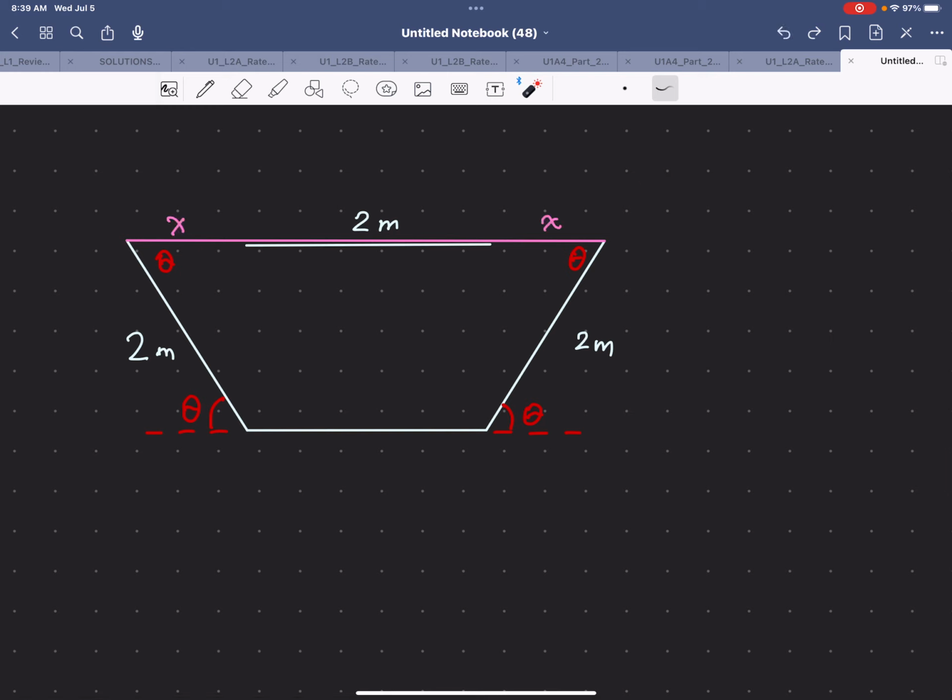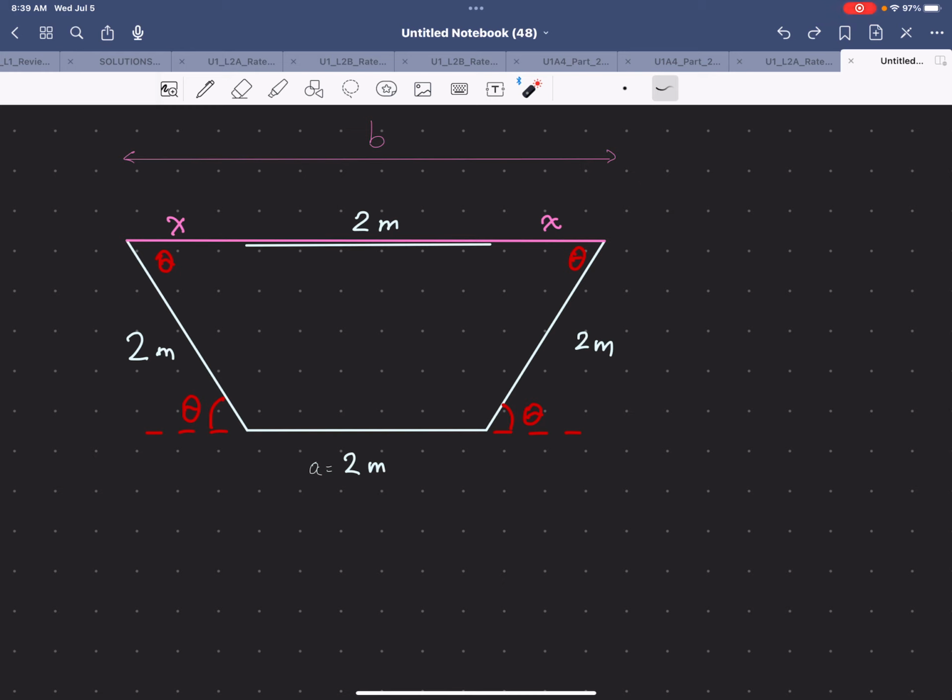So we're going to let the side from here to here be x, and as you can see, from here to here will also be 2 meters. And this will make the base b, which in our case will be 2 meters plus x plus x.